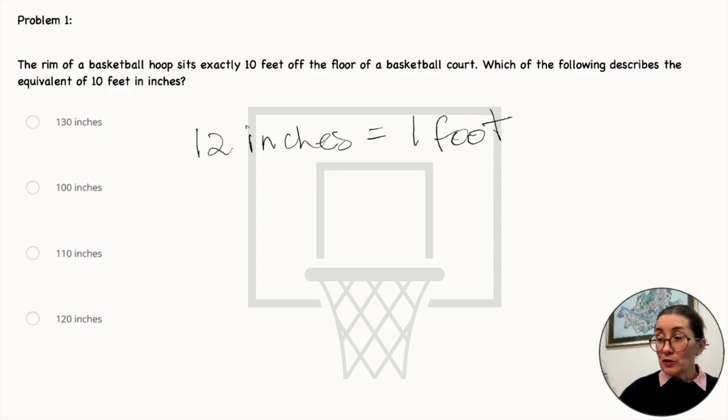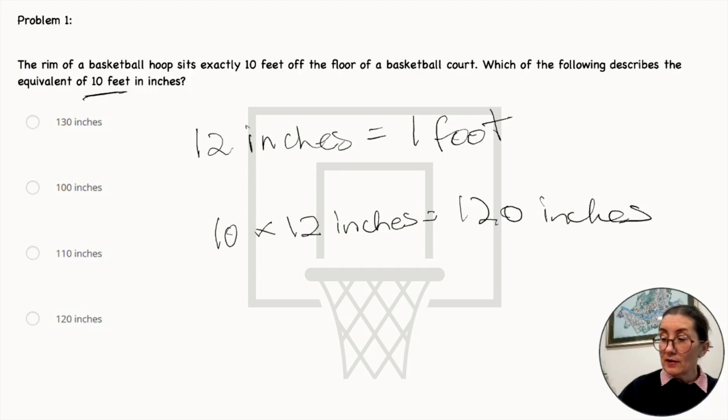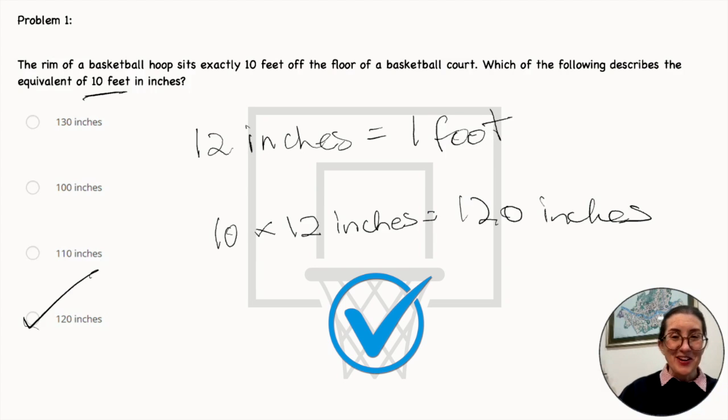So we just need to multiply by the 10 feet, 10 times 12 inches, and we get 120 inches. And there's our answer.